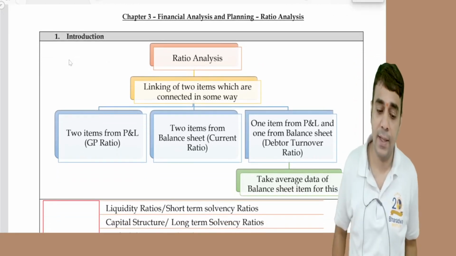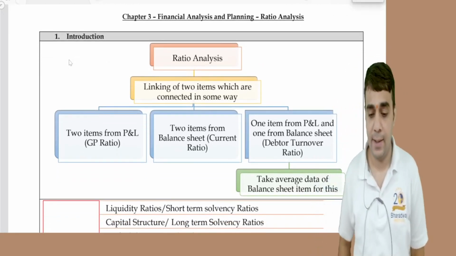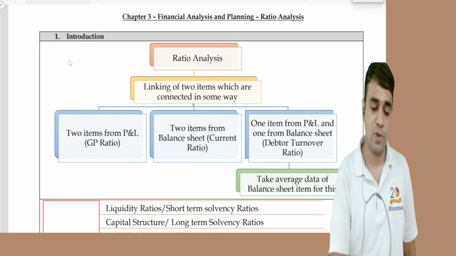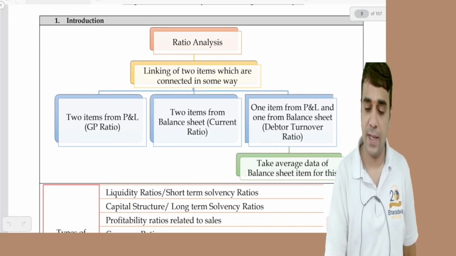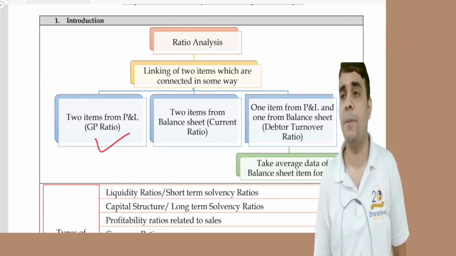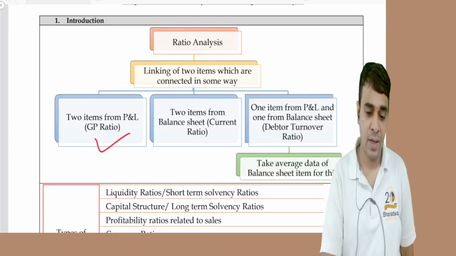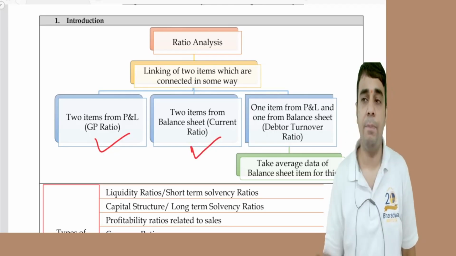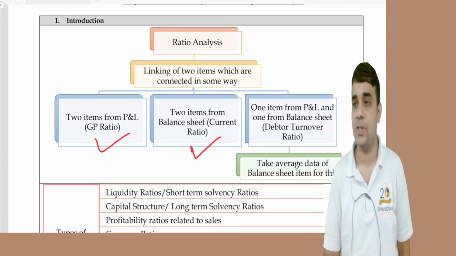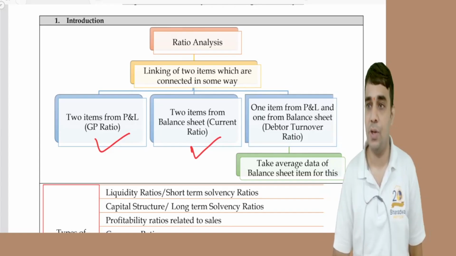Ratio analysis is the linking of two items which are connected in some way. Two items could be from the P&L, an example being the GP ratio. Two items can be from the balance sheet, for example the current ratio. One item from P&L and one item from the balance sheet is technically called the debtors turnover ratio.